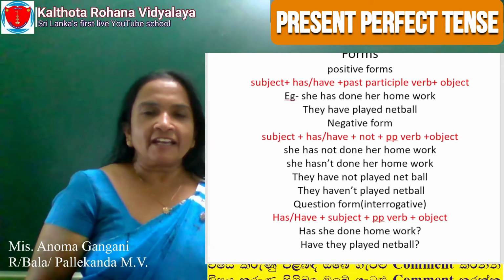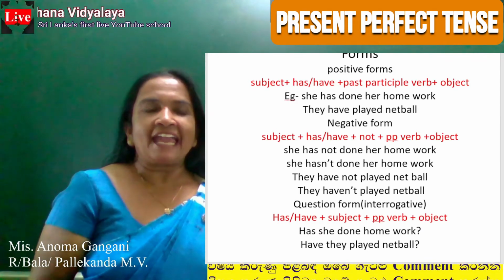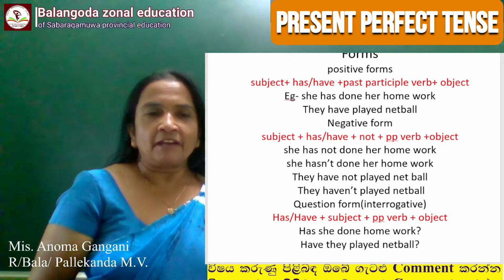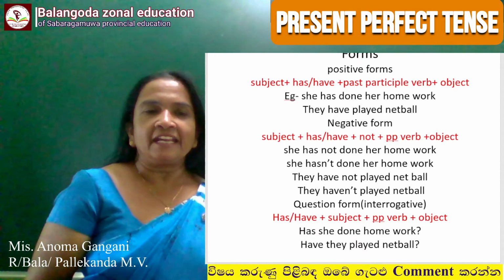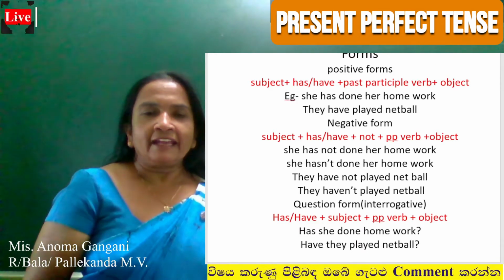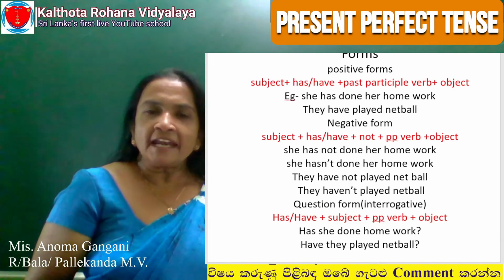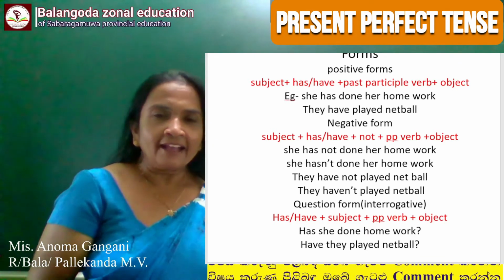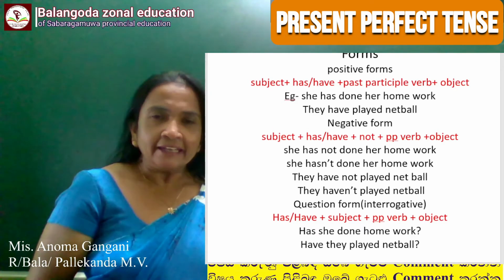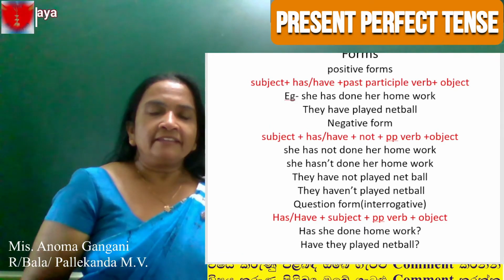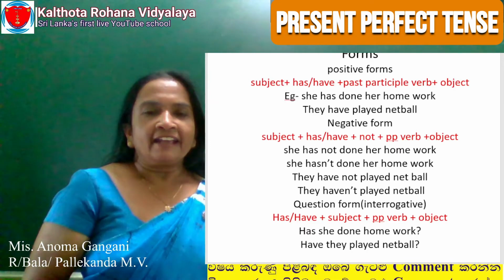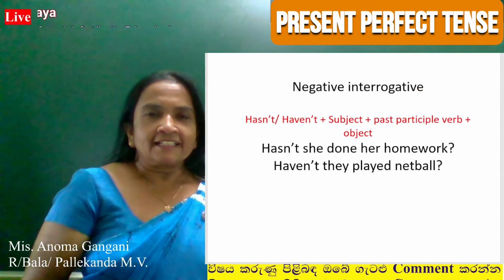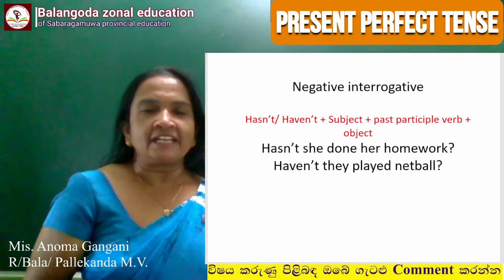The next one. Have they played netball? Right? Has she done her homework? Her should be there. Have they played netball? Then next one, negative interrogative.